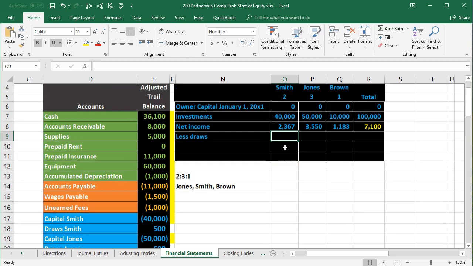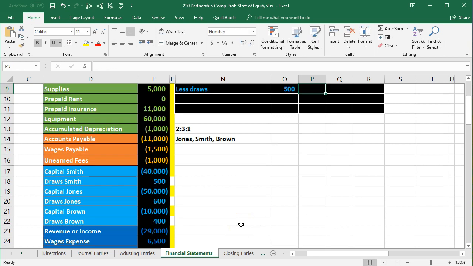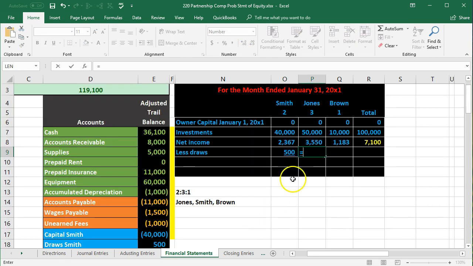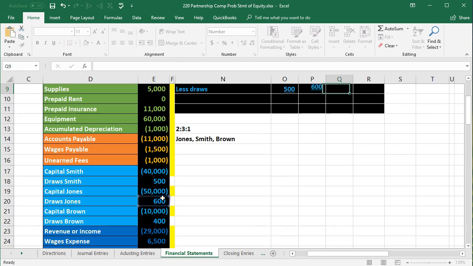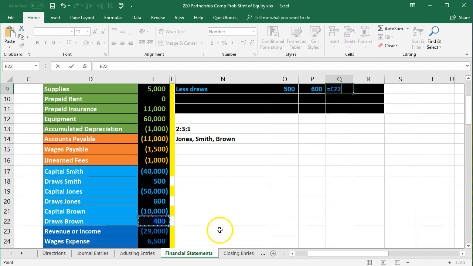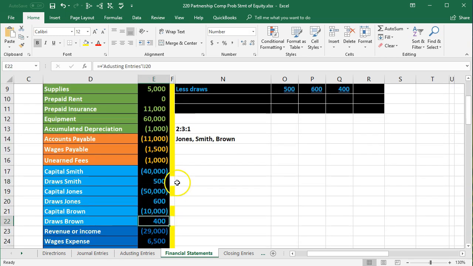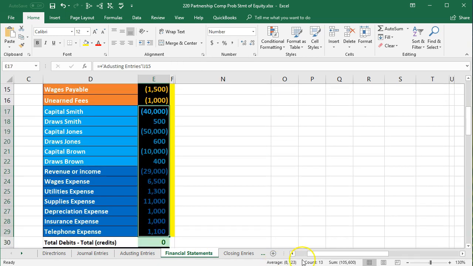So for Smith, equals this number. Now we finally found a home for that last number. For Jones, equals this number. And then for Brown, equals this number. And there we have it. So 5, 6, 4. That means we found a home for this, and this, and this. That should do it. That should recalculate this whole thing to get to that 105,600 we're looking for. Let's see if it does.